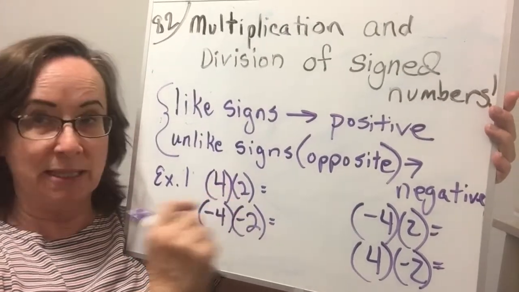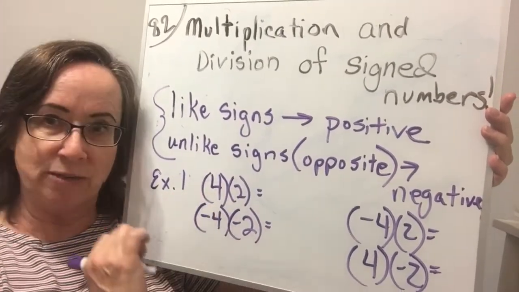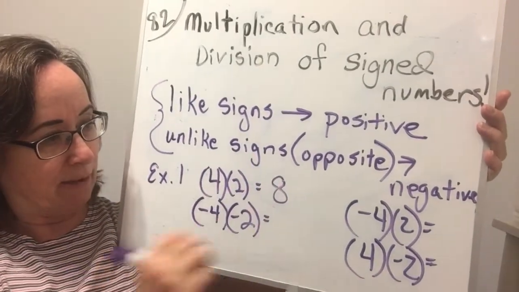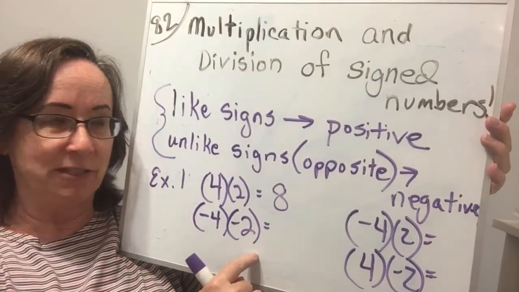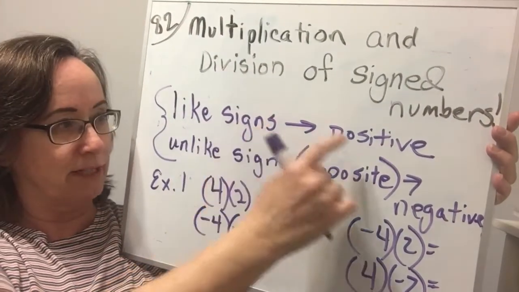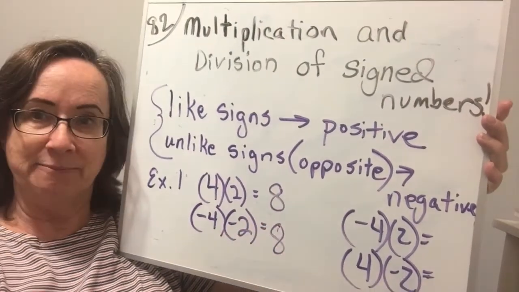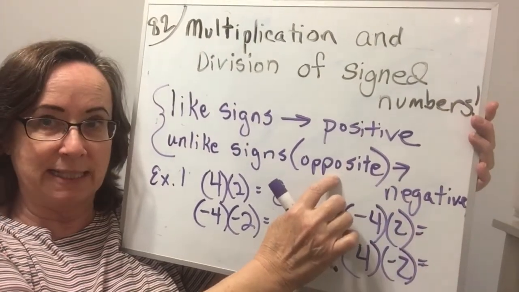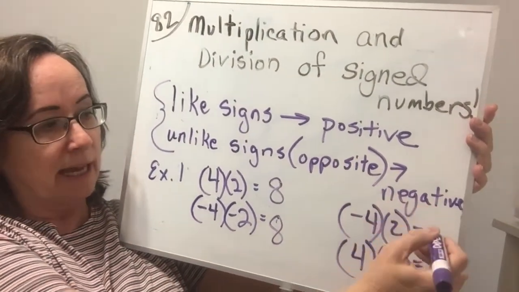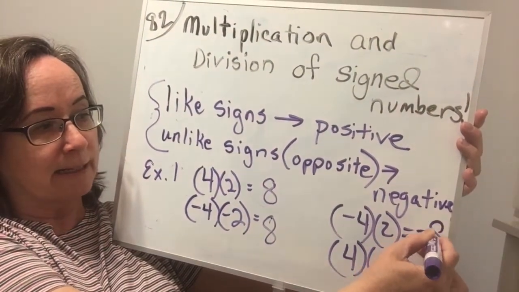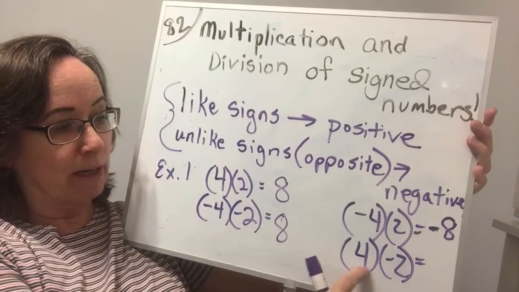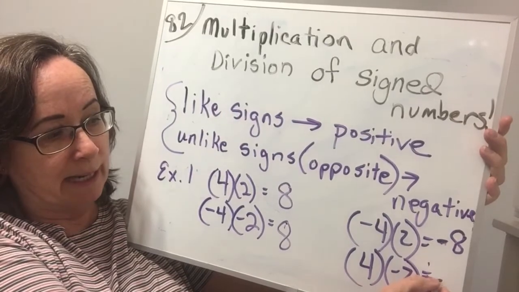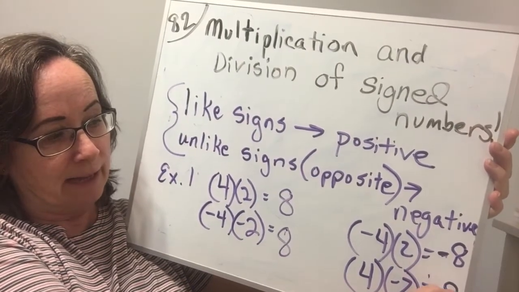Okay, so here's example 1. And we have 4 times 2. Both are positive because there's no sign listed. Same sign. Positive answer, 4 times 2 is 8. Okay, over here we have a negative 4 and a negative 2. Same sign. They're both negative, so we get a positive 8. Over here we have a negative 4 times a positive 2, opposite sign. So we're going to get a negative result, and it will be a negative 8. Easy, huh? 4 times a negative 2, again, a positive and a negative, opposite signs. Therefore, we're going to get a negative result, negative 8.